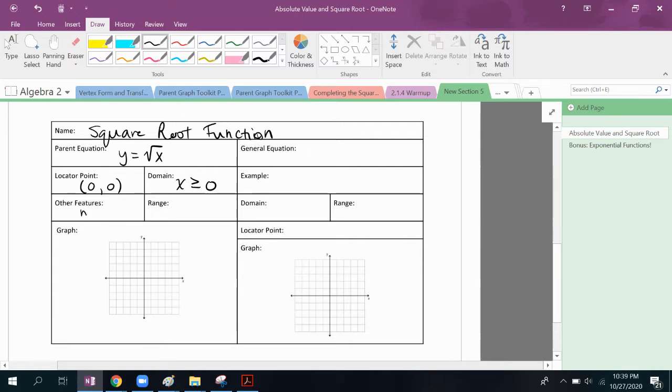Other features, there's not really any other features. And the range is also y is greater than or equal to 0, because you can't take the square root of a number and come out with a negative.